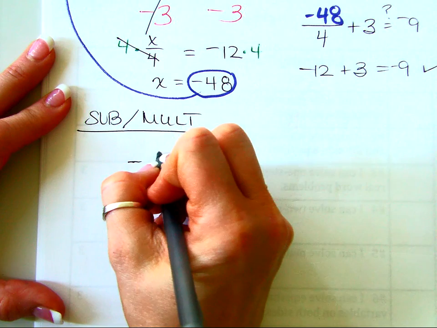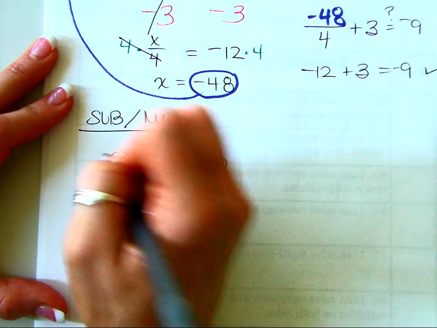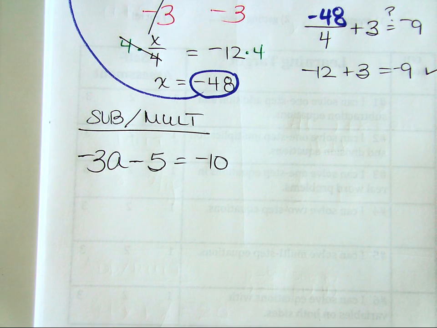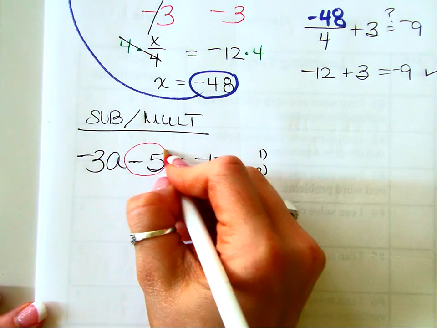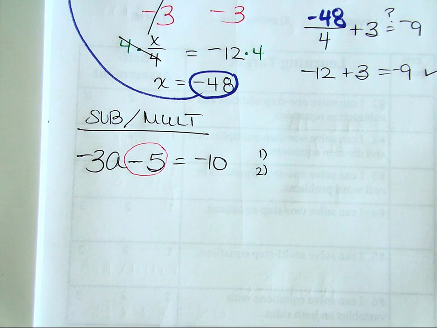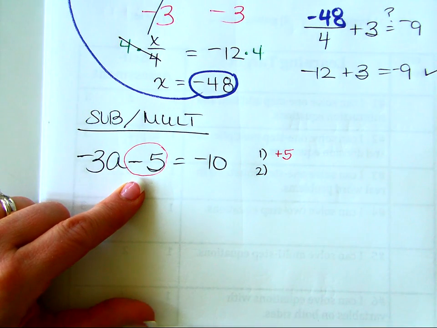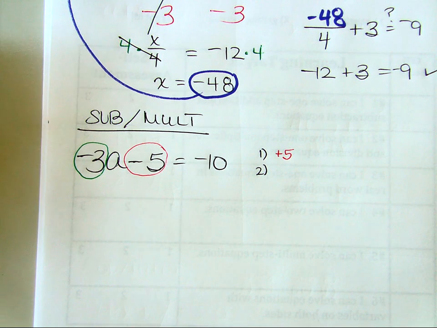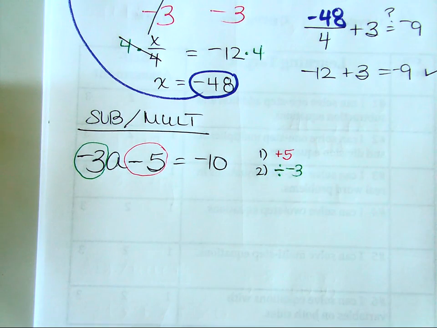Here is my subtraction. A minus 5 equals negative 10. And then now there's my multiplication part of it. So you have negative 3a minus 5 equals negative 10. What do I do first? What do I need to get rid of? Negative 5, right? And how do I get rid of subtracting 5? I add 5. And then I need to get rid of a negative 3. And how do I get rid of a negative 3? I divide by it, right? So let's do it.